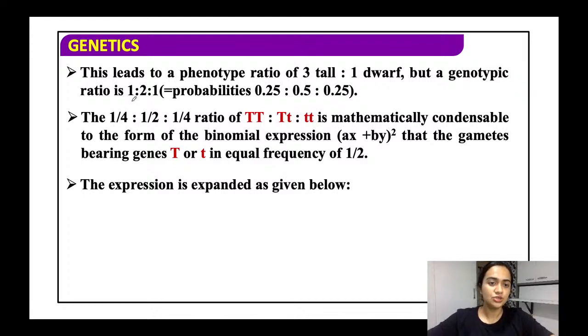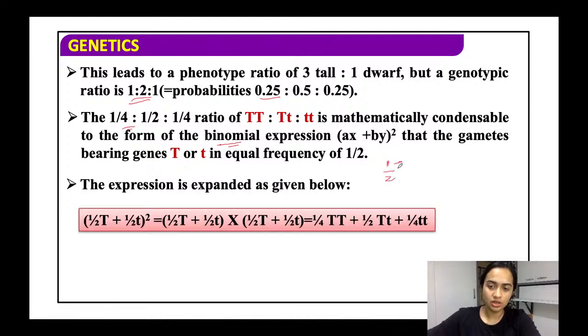Yes, so this is the genotypic ratio that we observe. The genotypic probability is 25% or 0.25, then 50%, then again 25%. This is the mathematical genotypic ratio, and we can express it as a binomial expression. So when I put this into a binomial expression, it would look something like this: 1/2 of the tall plus 1/2 of the dwarf.